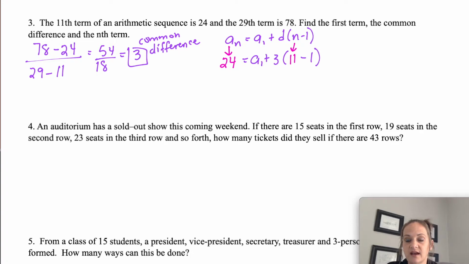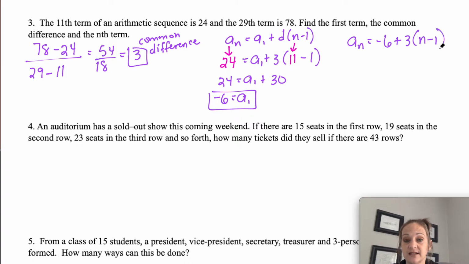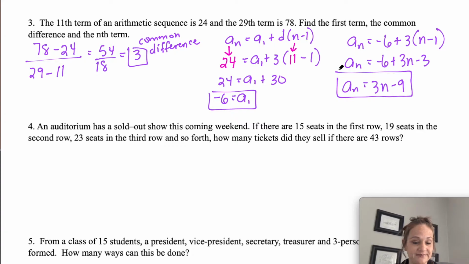So when I do that, I'm going to get 24 equals my first term plus 30. 11 minus 1 is 10. 3 times 10 is 30. So I subtract and I'll get -6 for my first term. So I found my common difference. I found my first term. Now I'm going to find the formula. Well, the formula is my first term plus my common difference times n minus 1. So just to clean this up, it would be 3n minus 3. And so it will be 3n minus 9 as my final answer.